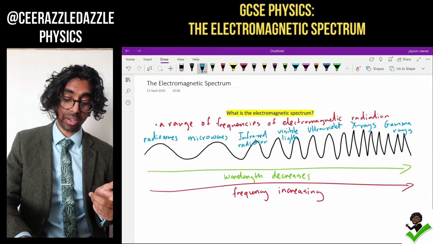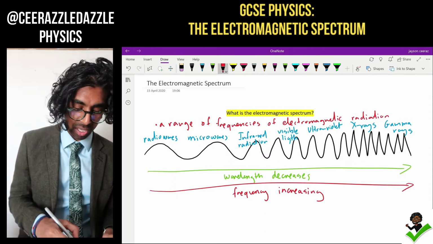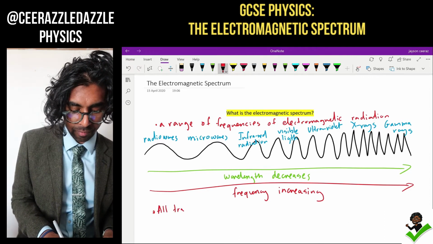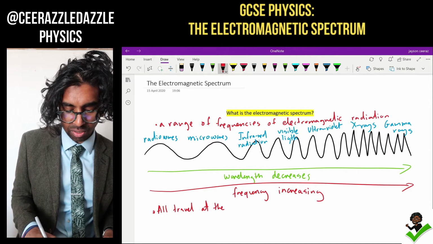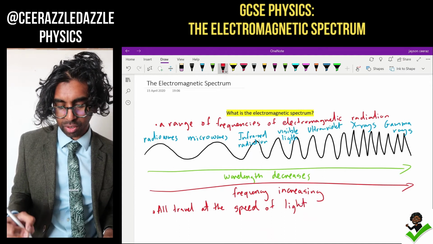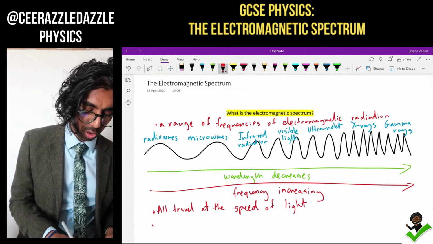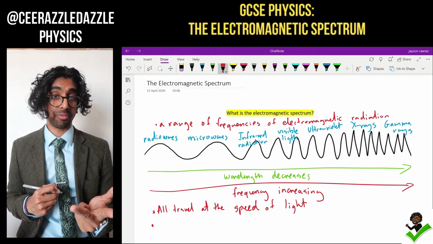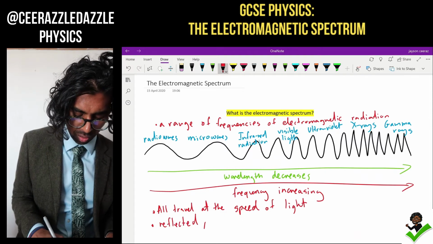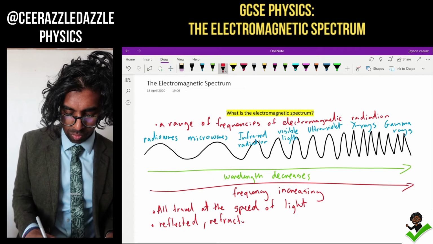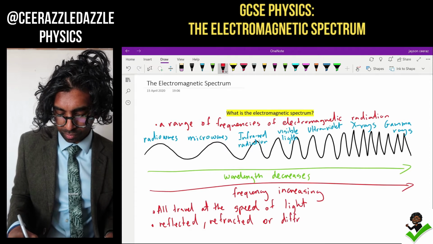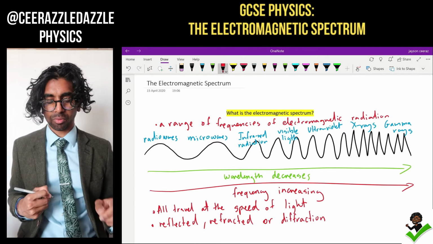What properties do they all have in common? Number one, they travel at the same speed. They all travel at the speed of light. Second of all, they can all be reflected, refracted, or diffracted. So they obey the normal properties of waves.